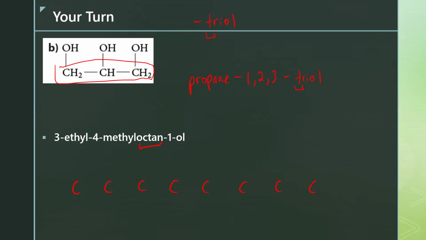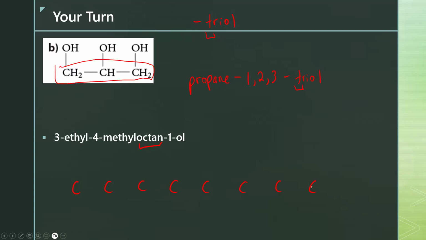At position 3, there's going to be an ethyl. At position 4, there's going to be a methyl. And the location of our alcohol here, or our hydroxyl, is going to be at position 1. So it's a matter of perspective how we want to draw this. Most people probably would think drawing it from left to right, saying this is one, two, three, and so on. So that would mean our OH is going to have to go here on the left. But if you really wanted to, you could put the OH on the right.